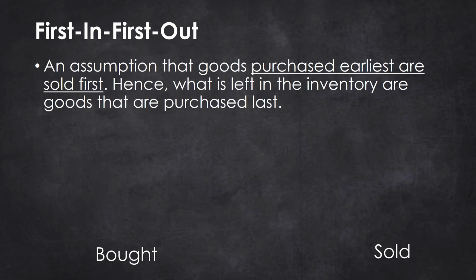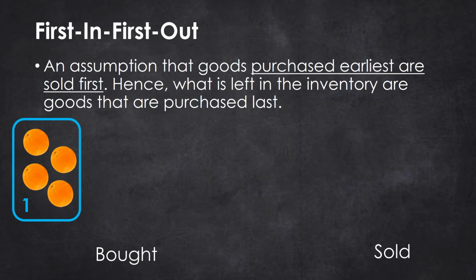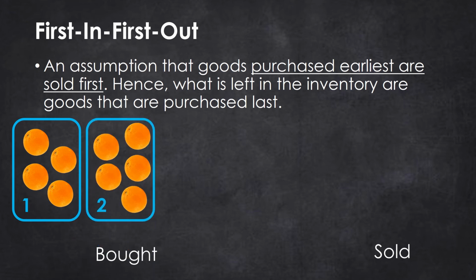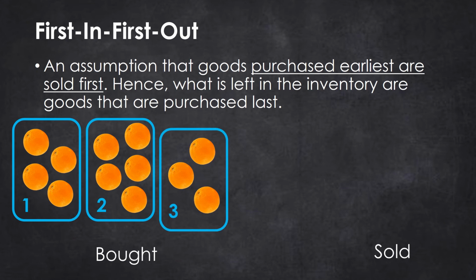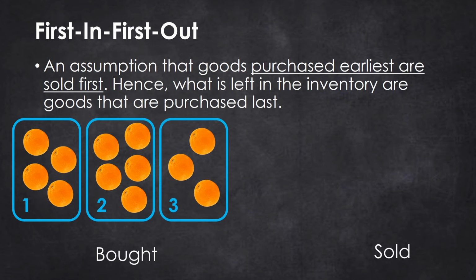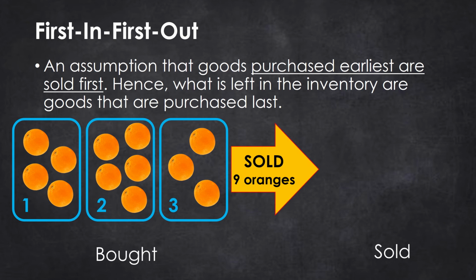Now let's take a look at what this means. Imagine I am a fruit seller, and I sell only oranges. I bought a batch of oranges, 4 oranges in my first batch. In the second batch, I bought 5 oranges, and in my third batch, I bought 3 oranges. Now I sold some oranges subsequently. I sold 9 oranges.